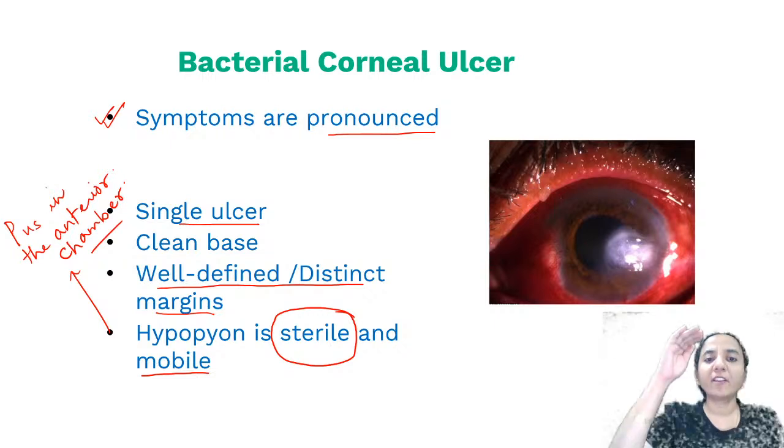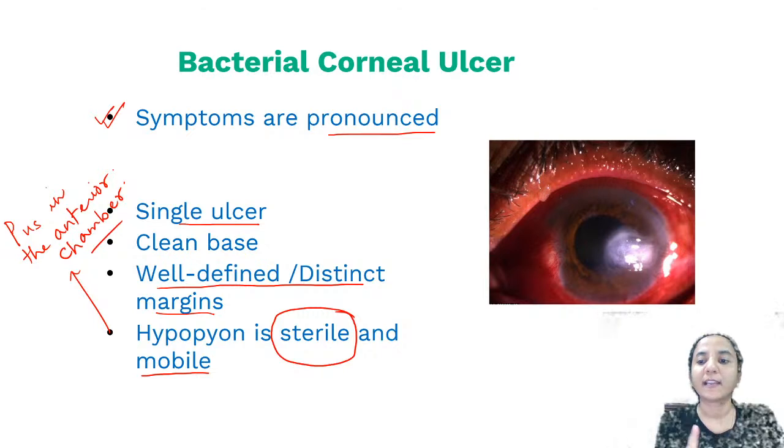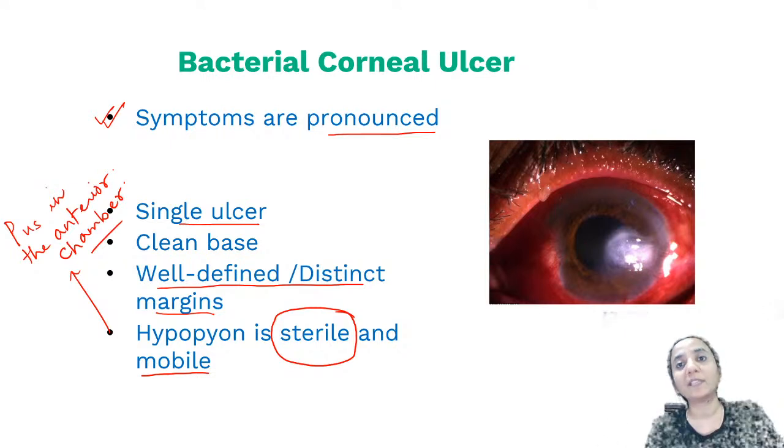Right? So if I recapitulate this once more, the symptoms tend to be more pronounced. The eye is congested or red. The ulcer is usually a single ulcer with sharp, well-defined margins. And hypopion, if present, is mobile, and if aspirated, is found to be sterile, containing only pus cells.